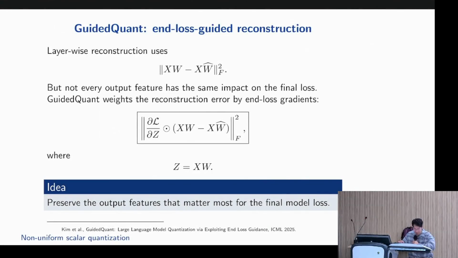And another paper has a pretty similar idea, but it weights the reconstruction error by the end loss gradient. So if one of the dimensions plays an important role in terms of the actual loss, then we put a lot more weight on quantizing that specific weight.